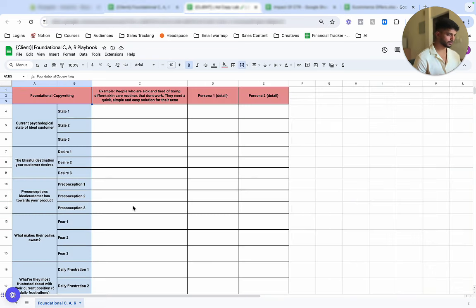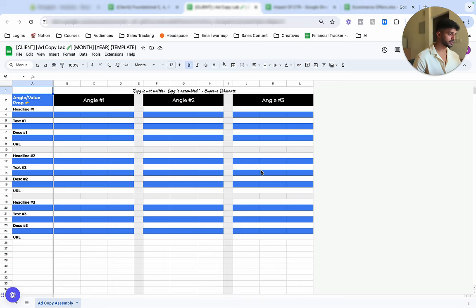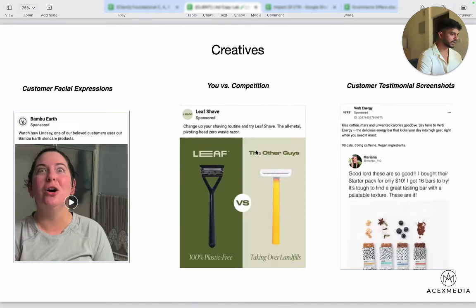So we use this whole framework here to understand exactly the product details and what we need to convey, and this helps us craft better messaging. And then we go here, craft different angles, and whatever angles work, we come up with multiple variations of those angles. Now the second thing that we do is we help craft high converting creatives as well.